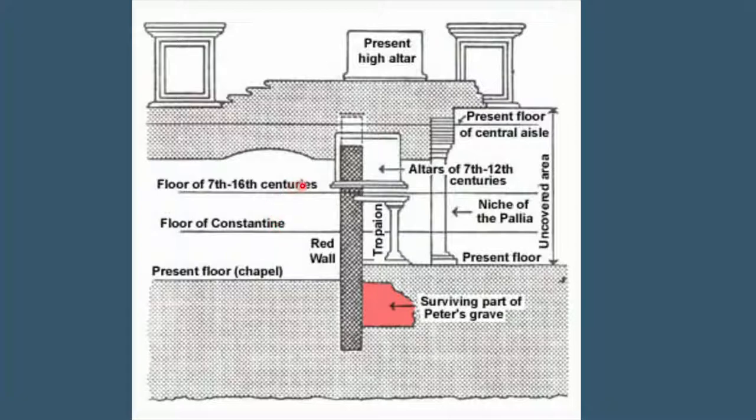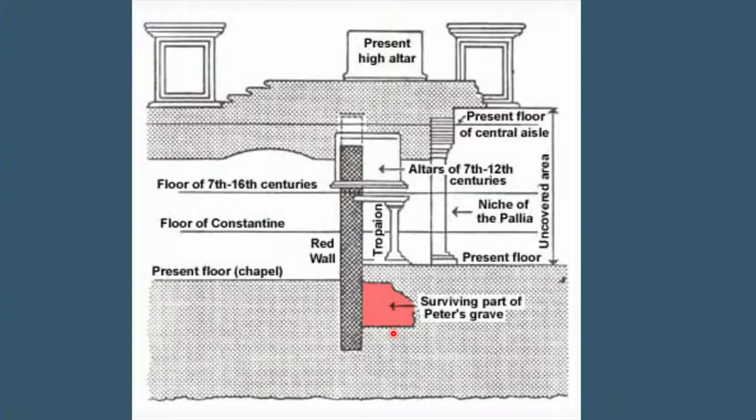And then what's going to happen in subsequent centuries is the levels are going to increase. In other words, alterations and modifications are going to be made by subsequent popes. So this whole section here is going to be changed. But what will remain consistent from the time of Constantine to today's present altar is that the high altar is directly over the tomb.